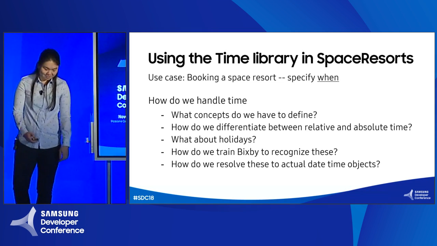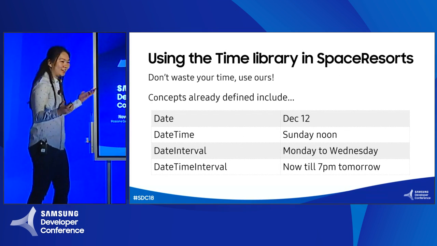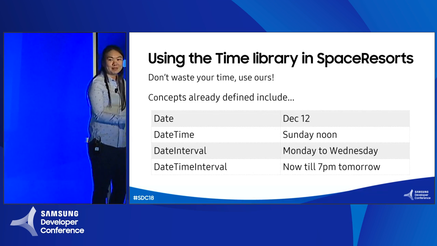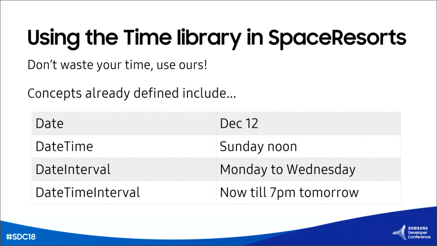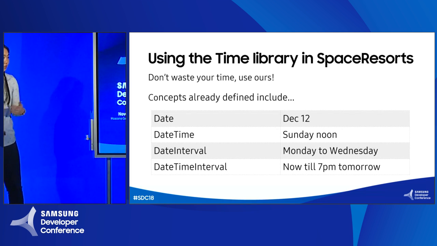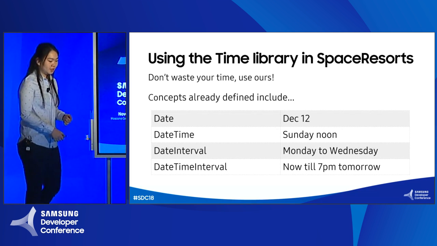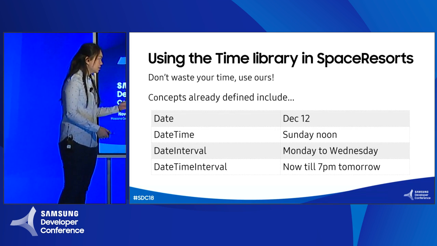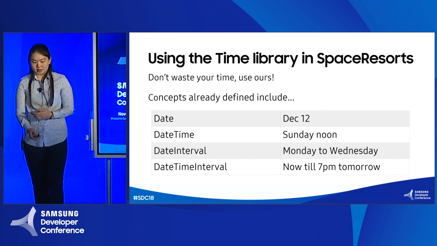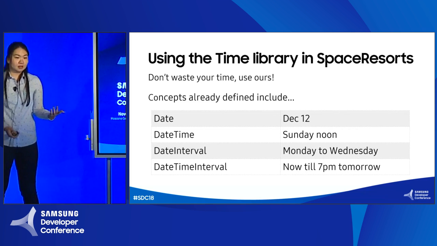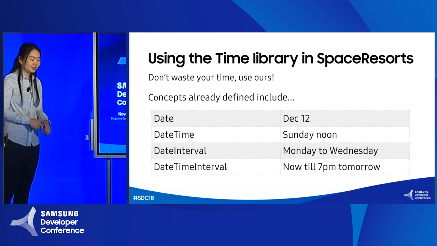Yeah, you're right. Why are we wasting our time working on time in space resorts? Yeah, don't waste your time. Use ours. We've built the time library for you. There are already concepts defined in there, like date for December 12th, date time for Sunday noon, so it has the day and the noon time, date interval, so starting date Monday to ending date Wednesday, date time interval, now, so whatever time now is, till 7 p.m.